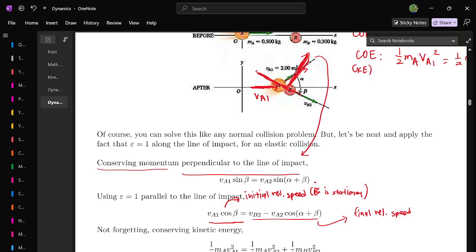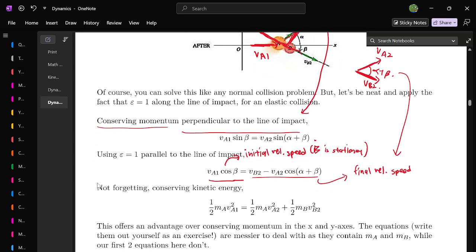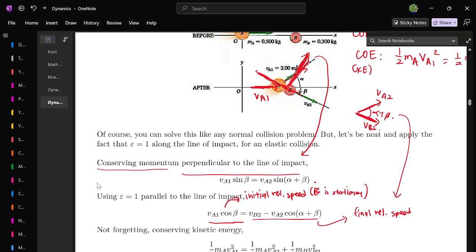Because B is moving in, this is VB2, then you have VA2 here, and you have alpha plus beta. So we can just write this as our epsilon equals 1 equation. And of course, not forgetting you can conserve kinetic energy, so you have this equation as well.